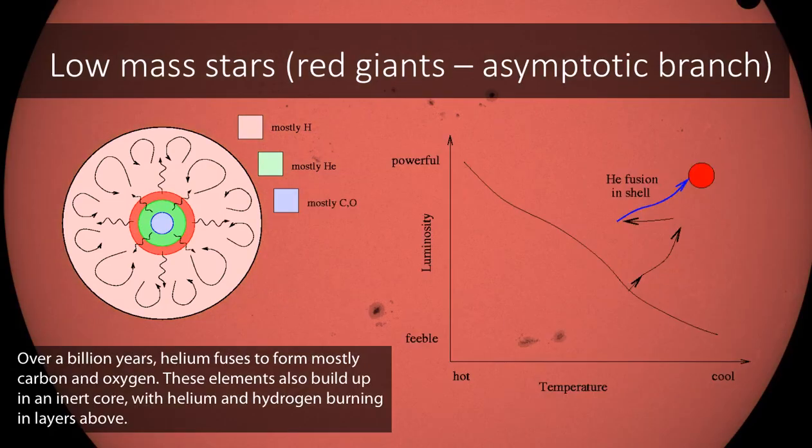A star can spend up to 1 billion years on this horizontal branch as a giant star. However, again, over time, the helium will start being consumed. An inert core of carbon and oxygen will build up by the triple alpha process, and the helium fusion continues again in a shell around the core, with hydrogen fusion still continuing above that.